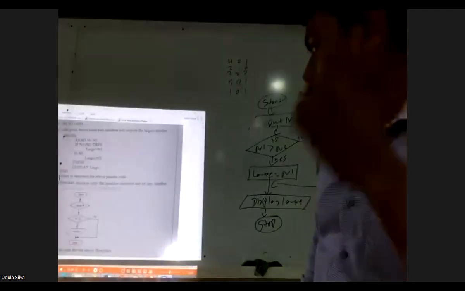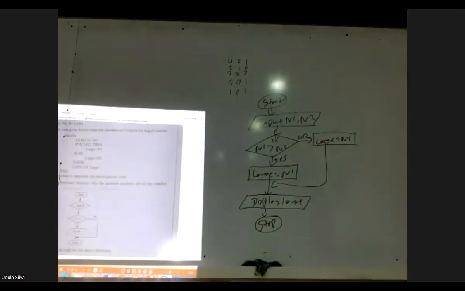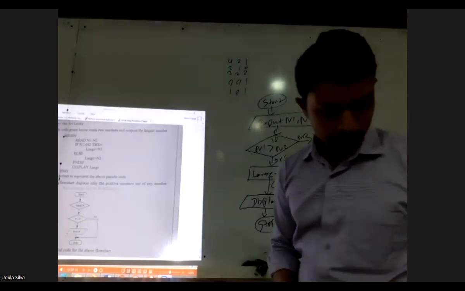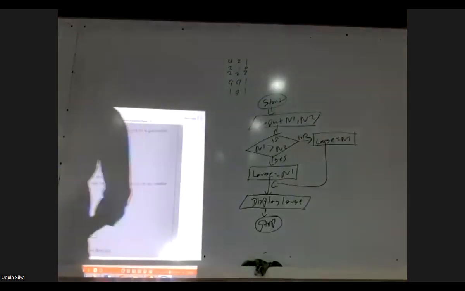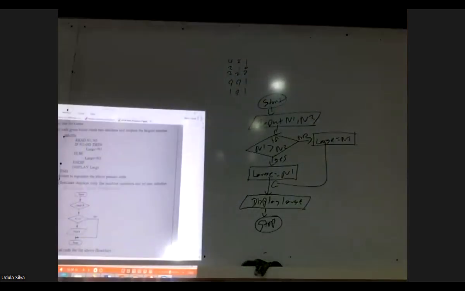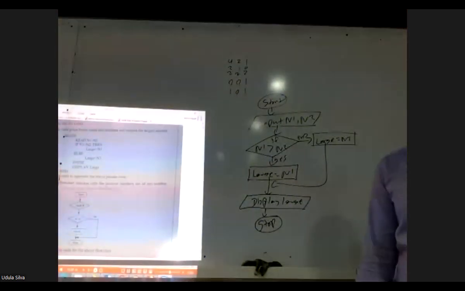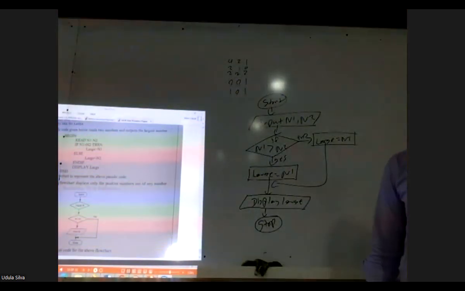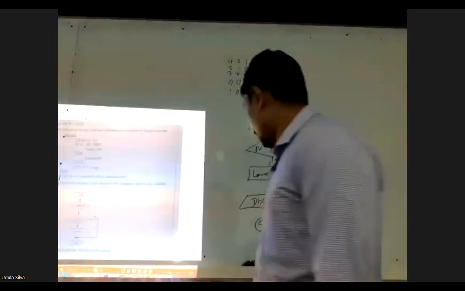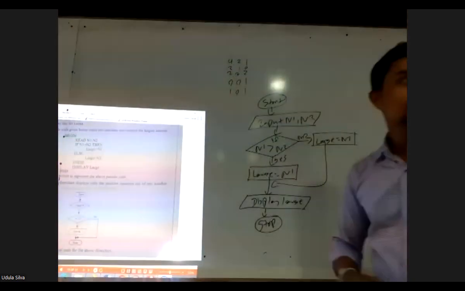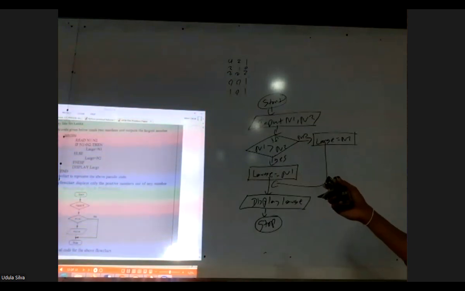Okay, so next what we have today? Display only the positive numbers. Positive numbers can be anything which is higher than 0. Right? Anything which is higher than 0 is a positive number. Okay. Shall I erase this? All good?